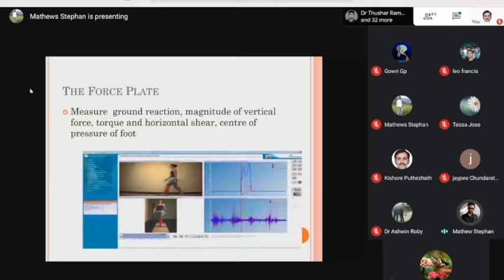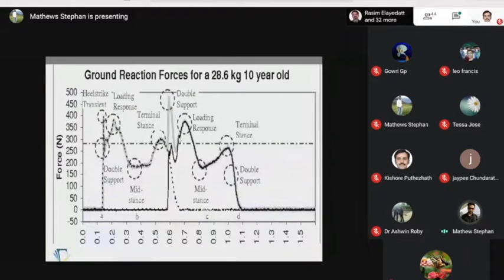Coming to the study of gait by force plate, it measures the ground reaction, the magnitude of vertical force, torque and horizontal shear, and the center of pressure of the foot. Here in the image we can see it is represented as a graph. This is how the force plate looks. So this is the normal vertical ground reaction force of a 28.6 kg, 10-year-old child. We are coming to the abnormal one.